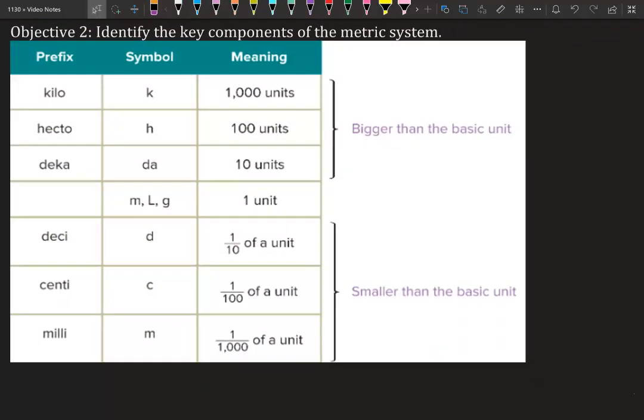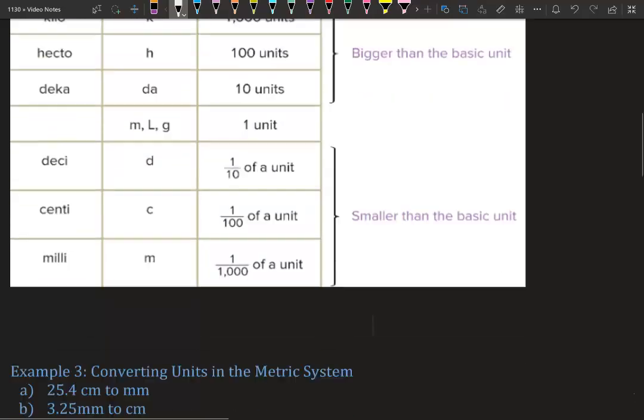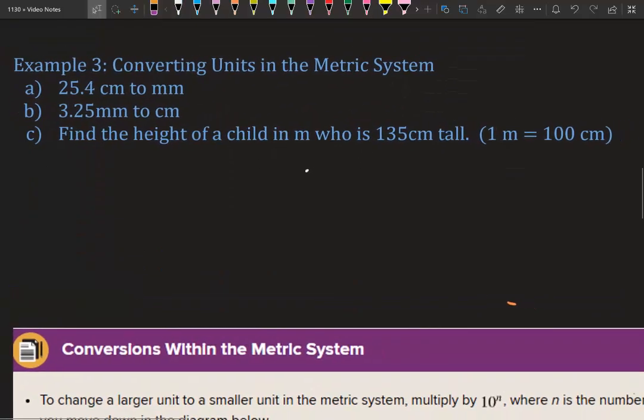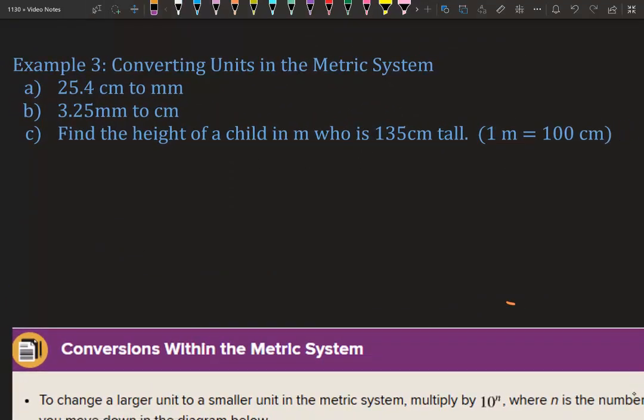Alright, so this is metric system. The top, those are your bigger units. The bottom, all your smaller units. So kilo, hecto, deca, those are big ones. Deci, centi, milli, those are all smaller. We're going to practice converting with the metric system. So 25.4 centimeters to meters.